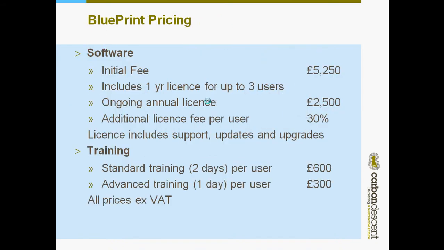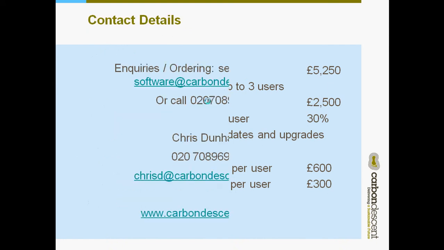What does it cost? It costs £5,250 as an initial fee, and that covers 1 year license for up to 3 users, and then there's an ongoing annual license fee of £2,500. To add more licensed users, it's 30% additionally on top of that, and that covers all support, updates and upgrades to the software as we produce them. And then there are those training costs, so basically £300 a day for training. All of those prices are excluding VAT.